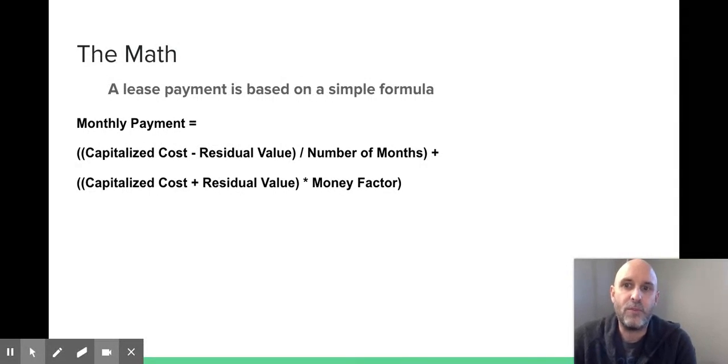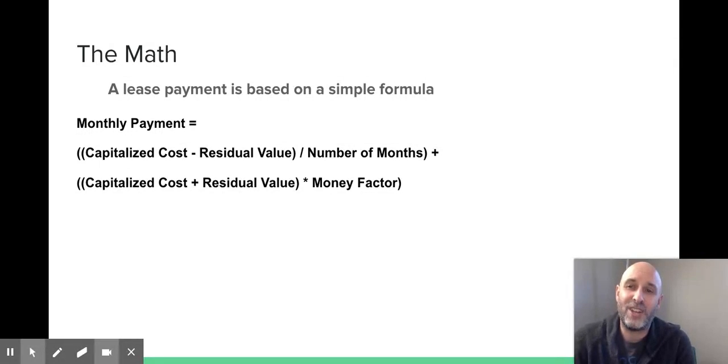So the math for this, when you put them all together, a lease payment is based on a simple, straightforward formula. And it gets complicated because these numbers get obfuscated, they get confused, and it's a shell game at the dealership of where the number goes where. But if you break it down to its components, the monthly payment is the capitalized cost minus the residual divided by the number of months, plus the capitalized cost plus the residual value times the money factor.